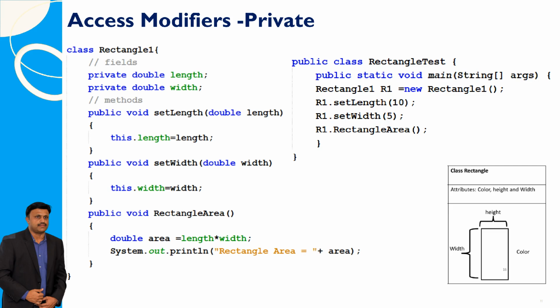In the provided code, the Rectangle1 class includes public fields for length and width, along with methods to set these values, setLength and setWidth, and a method to calculate and print the area, rectangleArea. The RectangleTest class demonstrates creating an instance of Rectangle1, setting the length and width to 10 and 5 respectively, and calling the rectangleArea method to display the computed area.